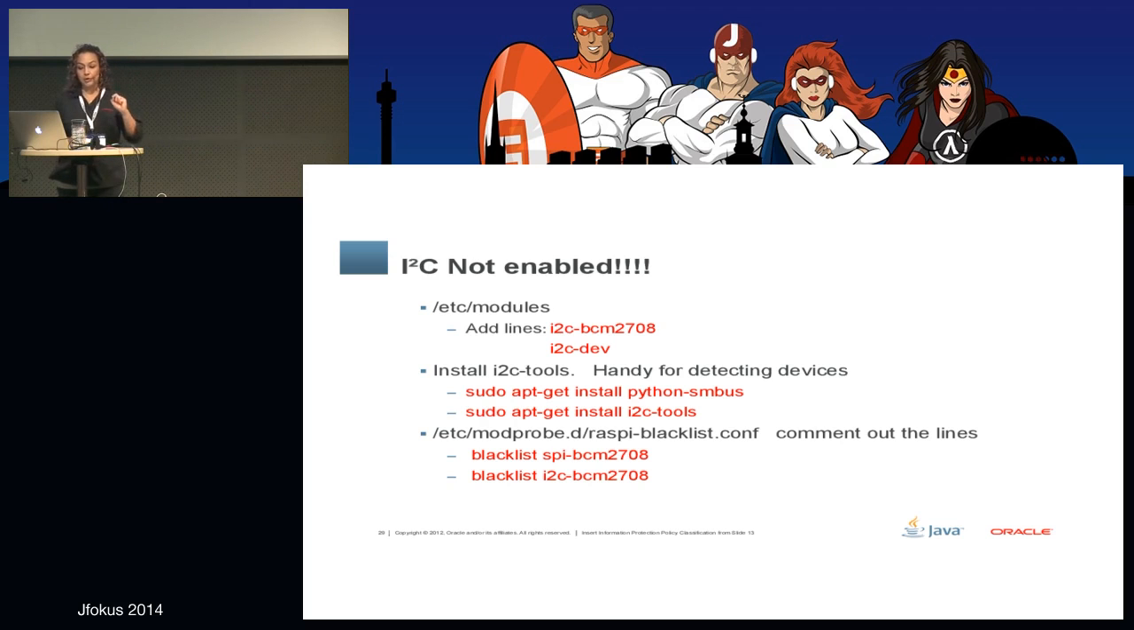Then the blacklist, beautiful blacklist. Under /etc/modprobe.d, there is a raspi-blacklist.conf, and you will find there I2C and SPI. So just remove or comment out those lines. Okay?